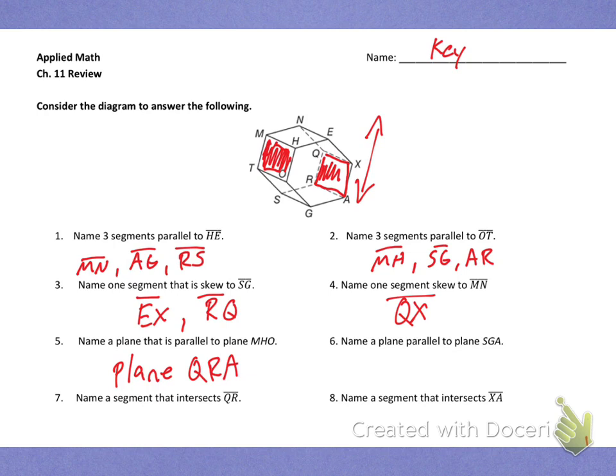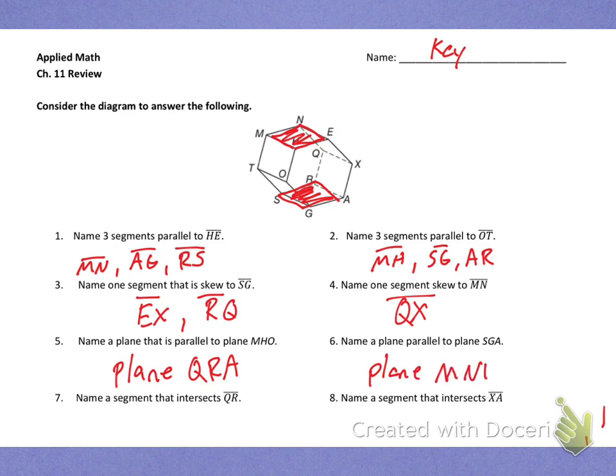Name a plane parallel to SGA. So I have SGA, which is this bottom one. So the only one that would be parallel to it would be the one right here. And again, all I need to do is name 3 of those letters. So I'm just going to do M, N, E.